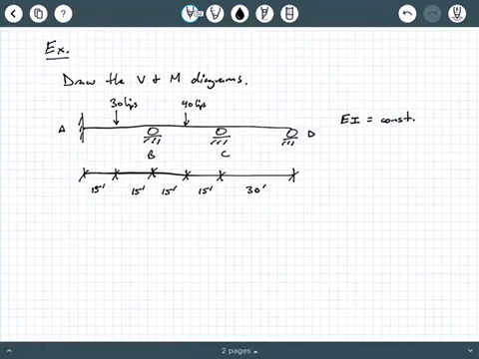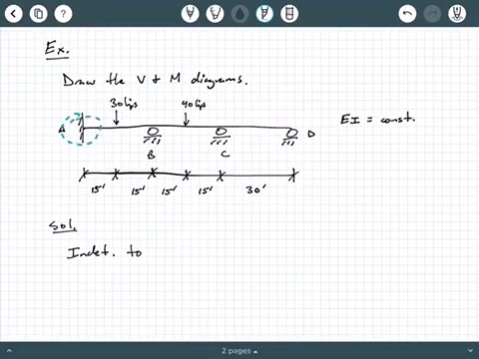All right, so the first thing we want to recognize when we write the solution is this is indeterminate to what degree? Should be indeterminate to the 3rd degree. We have 3 reactions here, 4, 5, 6 reactions total. We have 1 member, so 3 times 1 is 3, and then 6 minus 3 is 3. So it's indeterminate to the 3rd degree.